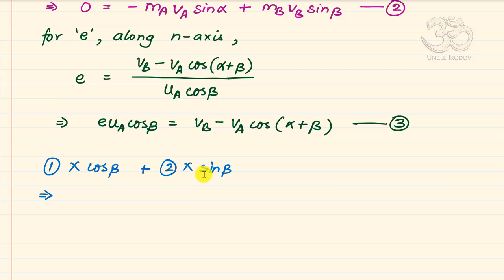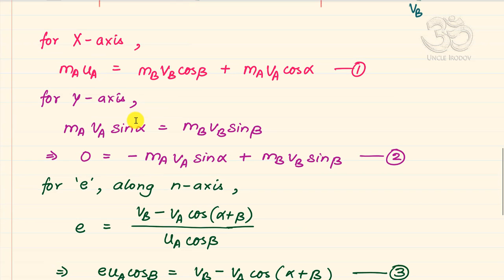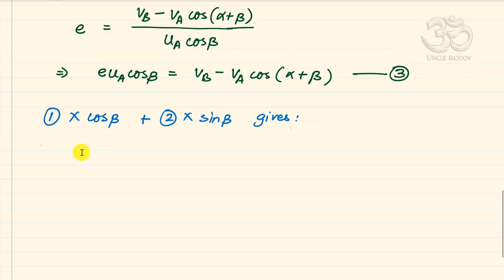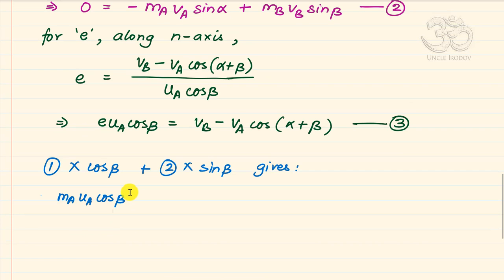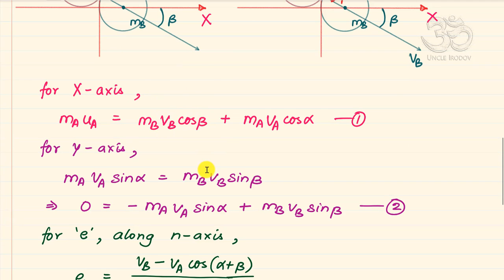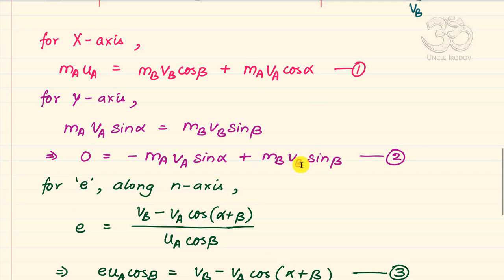So it gives me, on the left hand side, MA UA cos beta, and here on the left hand side I won't have anything. So this is the total left hand side, and all that is equal to, when I use cos beta here, I will get a cos squared beta, and when I use a sine beta with the second one, I'm going to get a sine squared beta. So here I have got a cos squared beta after multiplying throughout by cos beta, and here after multiplying throughout by sine beta, I've got a sine squared beta.